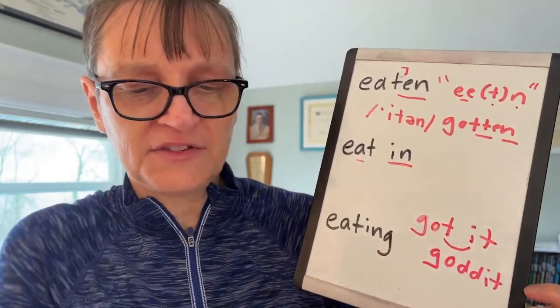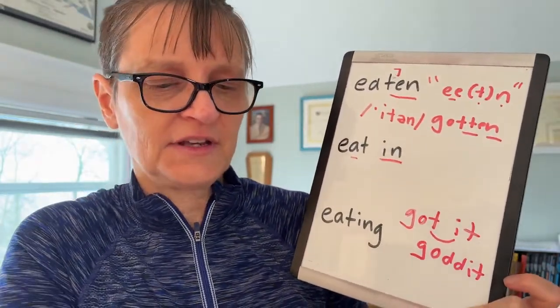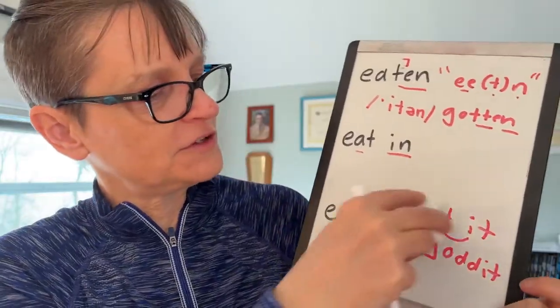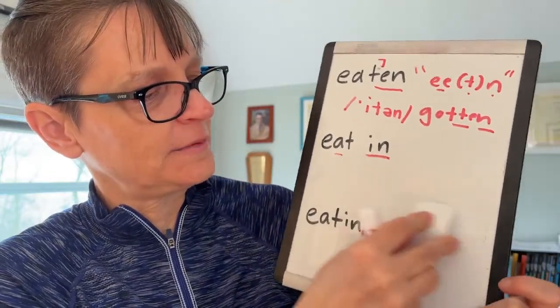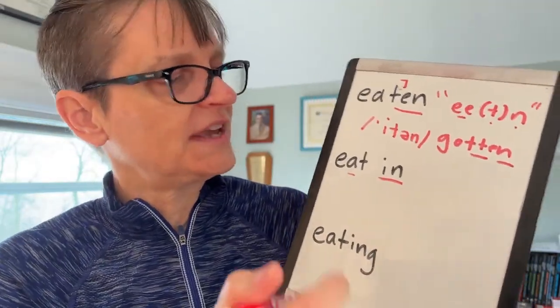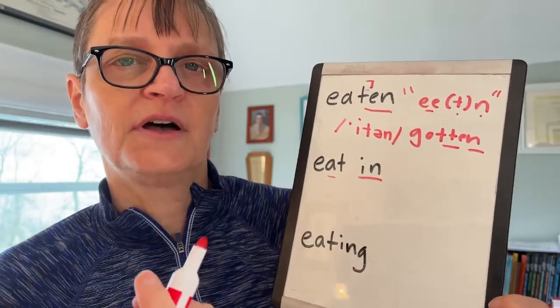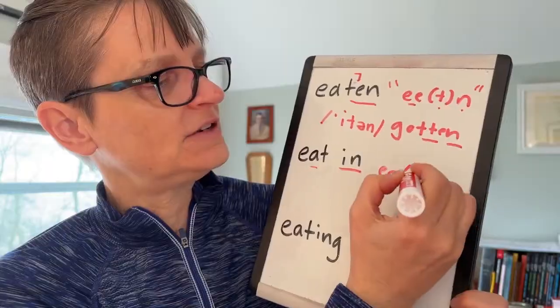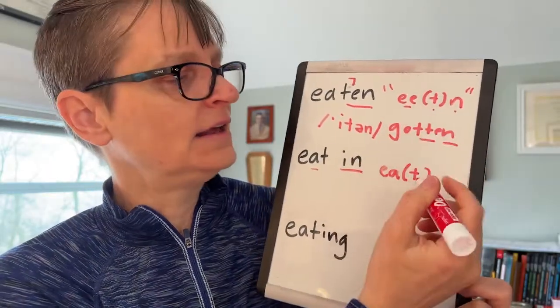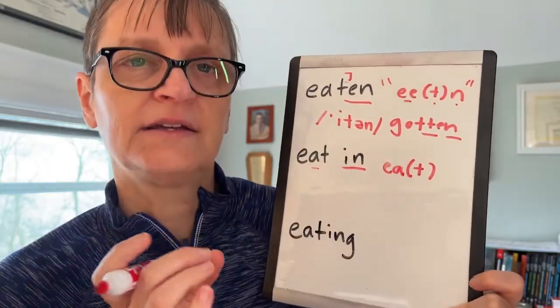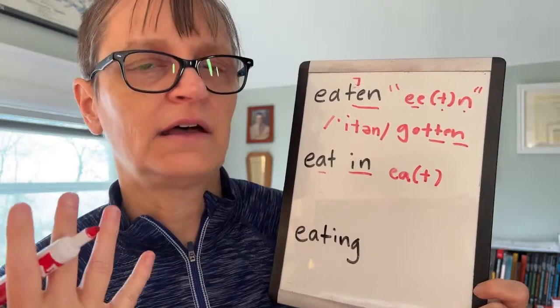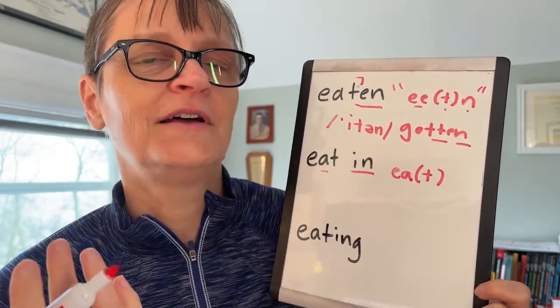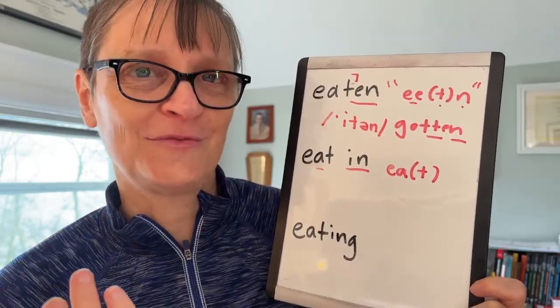But here, because the stress is on "in," it's going to have a bit of a break before it. So rather than using that flap T like we do in "got it," we're going to say "eat in." We're going to use the unreleased T on "eat." So again, just like in "eaten," we're not really going to say the T. I could say "eat in," and I'll be understood, but it'll sound accented. It won't sound like how a native speaker would say that.